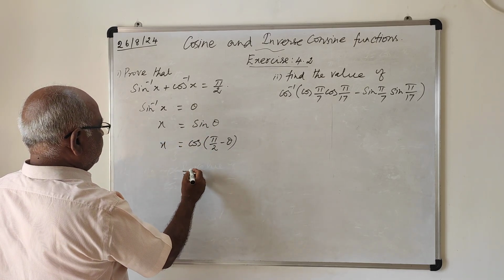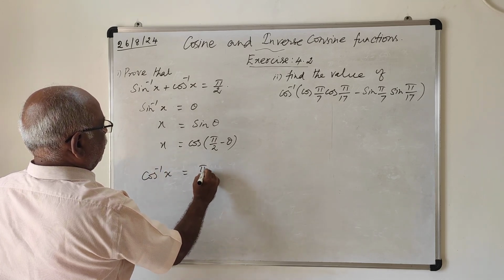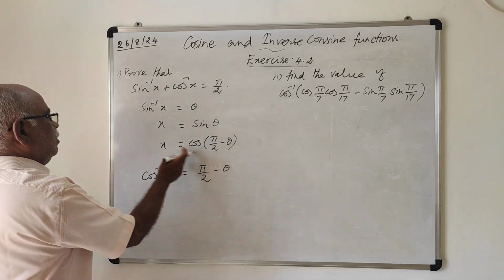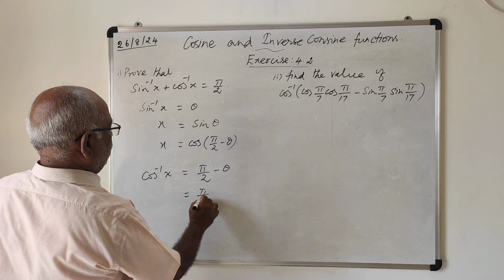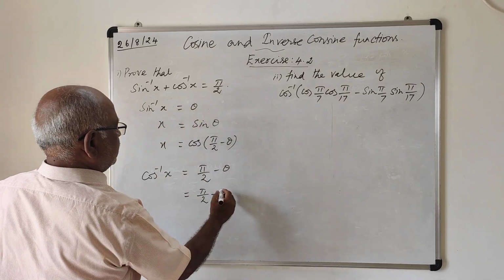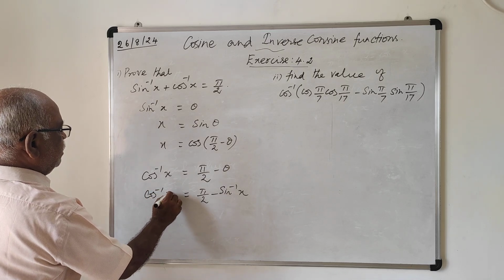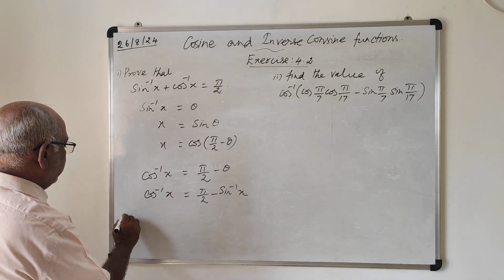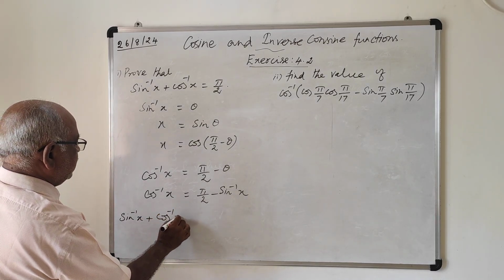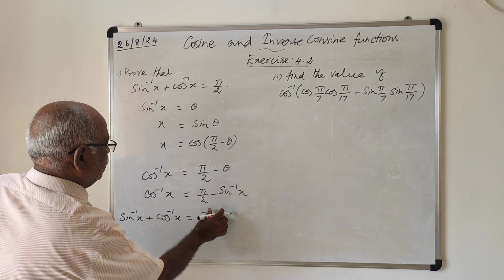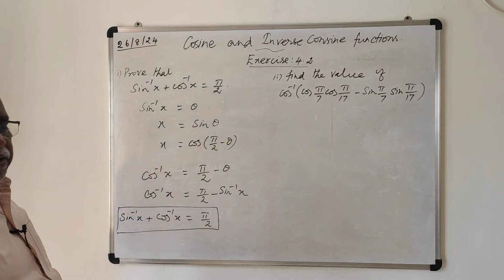So operating with cos inverse, cos inverse of x equal to pi by 2 minus theta. Theta is sin inverse x. On the left hand side you have cos inverse x. You bring the sin inverse x to the left hand side, and it becomes sin inverse x plus cos inverse x equal to pi by 2, which is our required identity. That's all about this result.